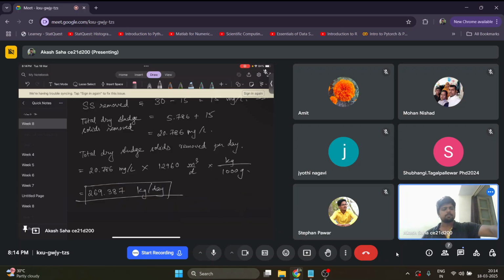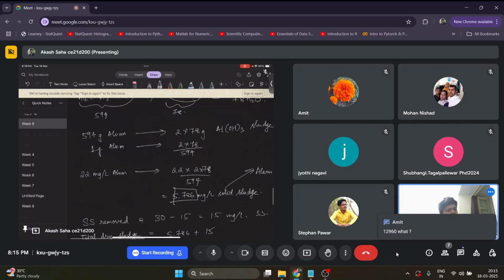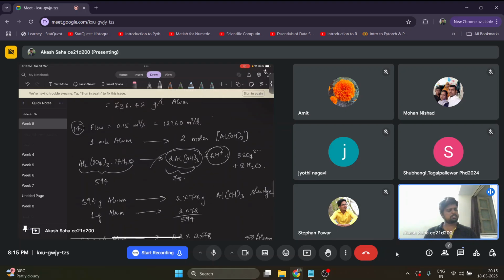Is it clear to all of you? So very simple. Based on the formula, first find out for the sludge and then calculate how much solids are being removed, add it, then find out the solids removed per day by multiplying it with the discharge. Very simple. So this is the discharge. So 0.15 meter cube per second, I just converted into meter cube per day. So that is 12960.